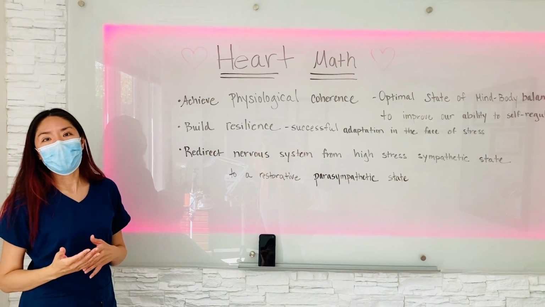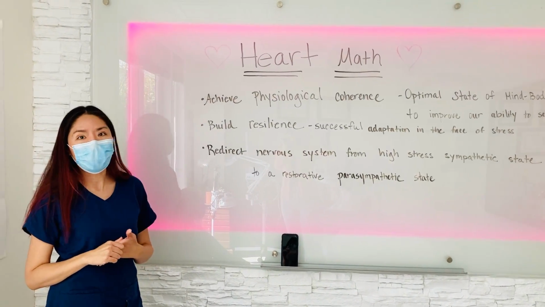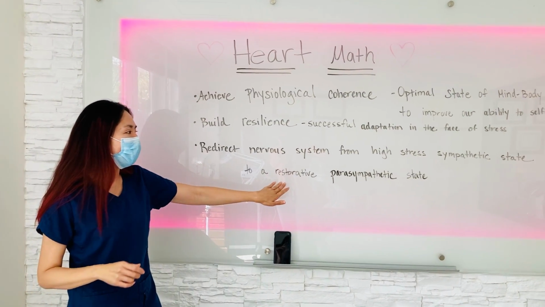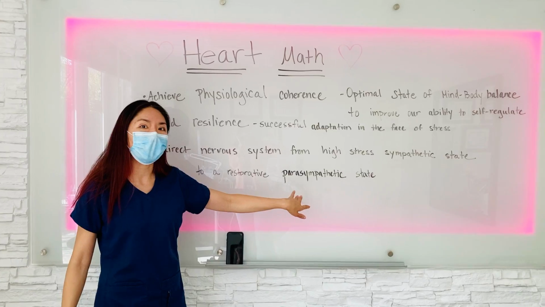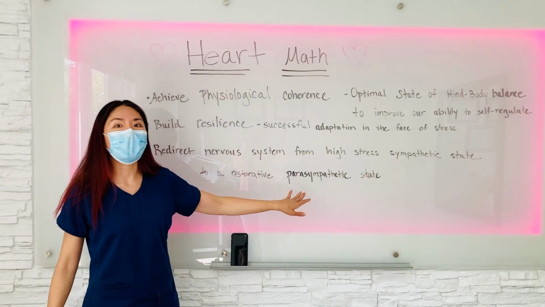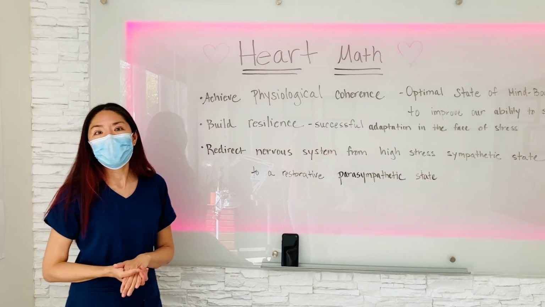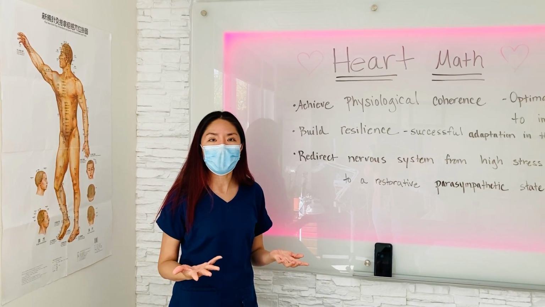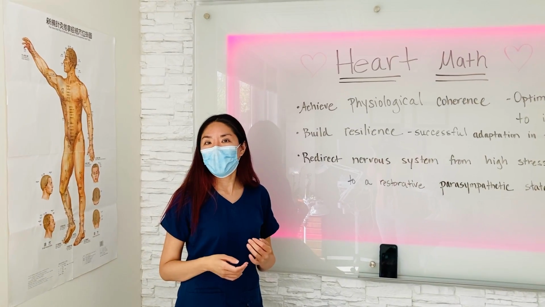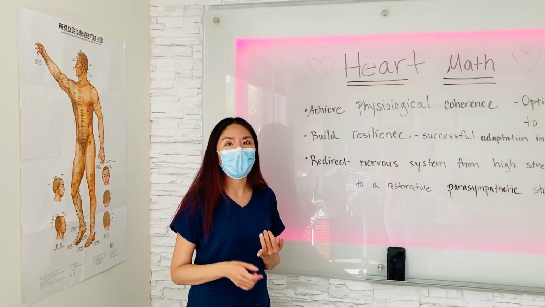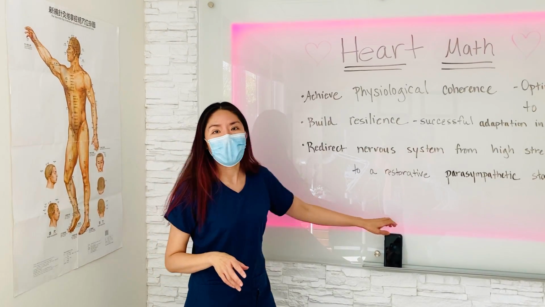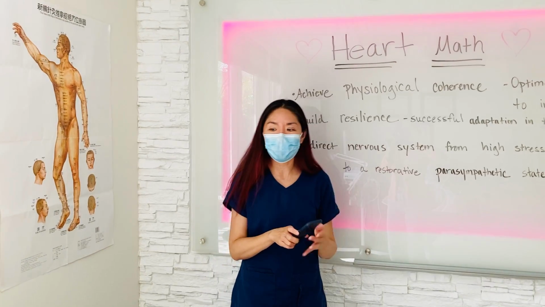What we want to do is switch the pattern of our heart rate to one that is conducive to a restorative parasympathetic state. This is calming. This is anti-inflammatory. This helps with inflammatory conditions that deal with autoimmune states and also conditions such as obesity and high cholesterol as well. So the great thing about HeartMath is it's a very, very easy to use tool.